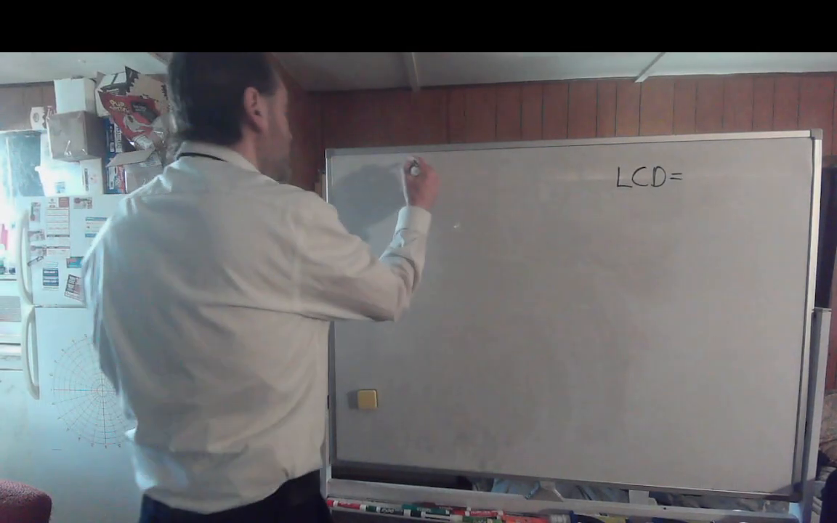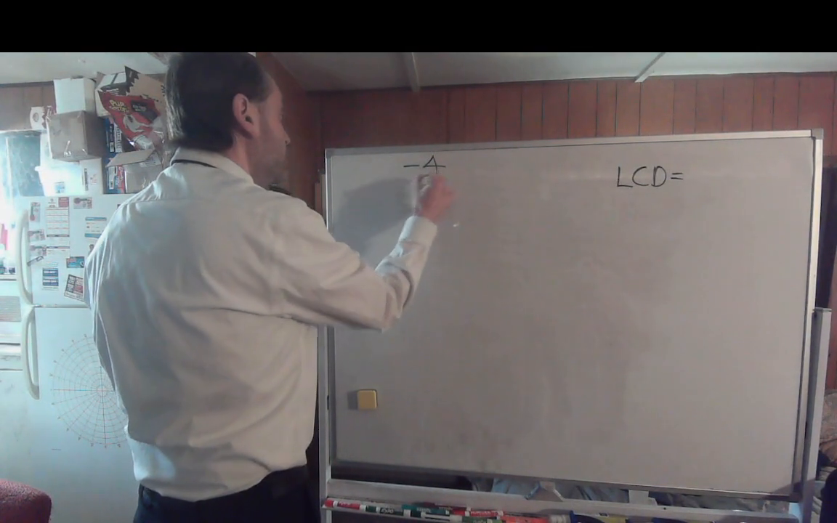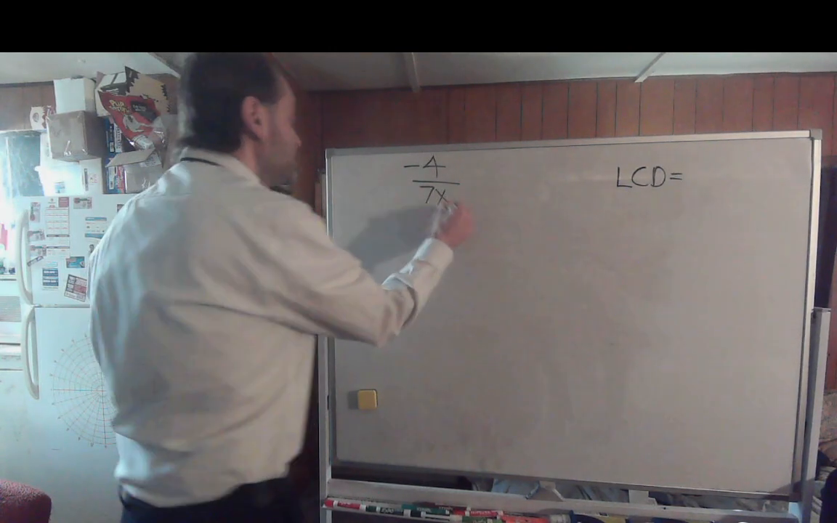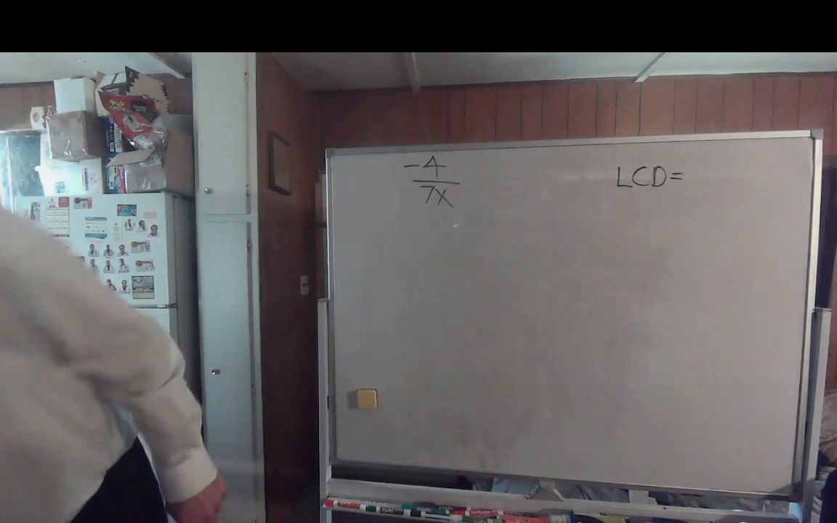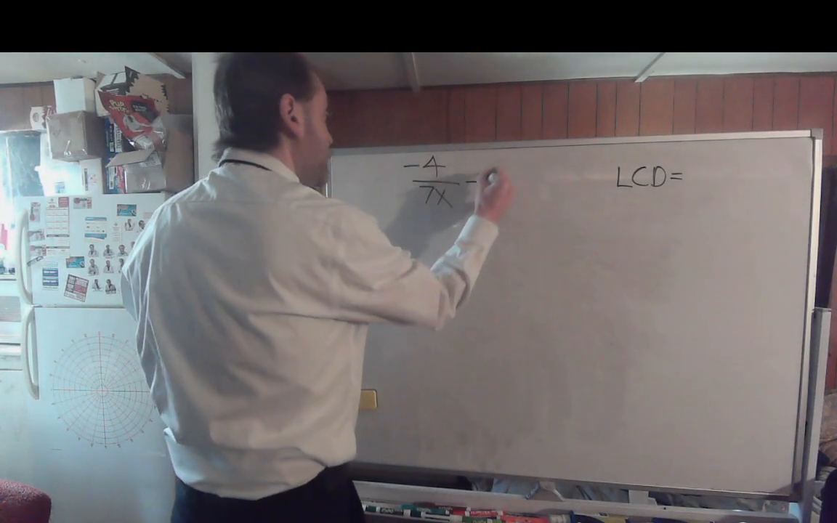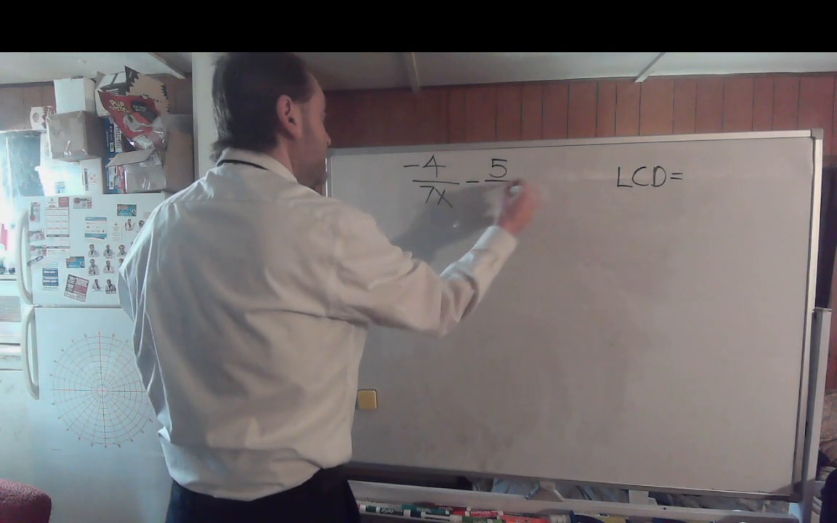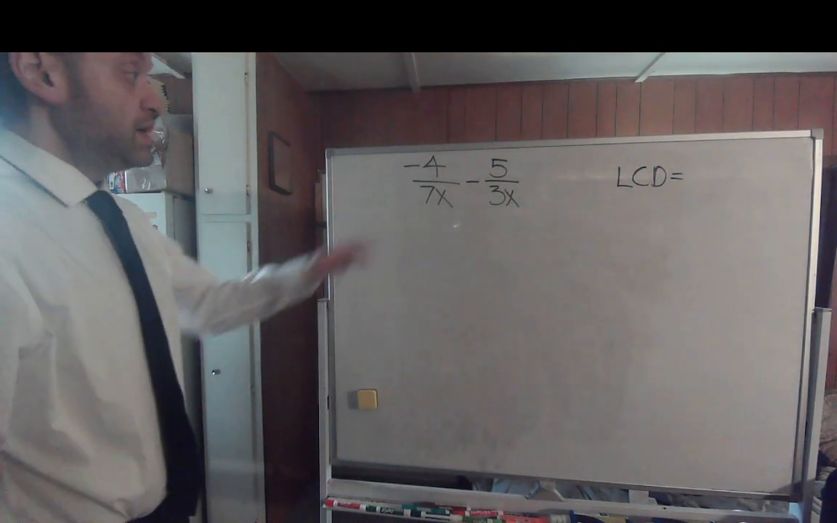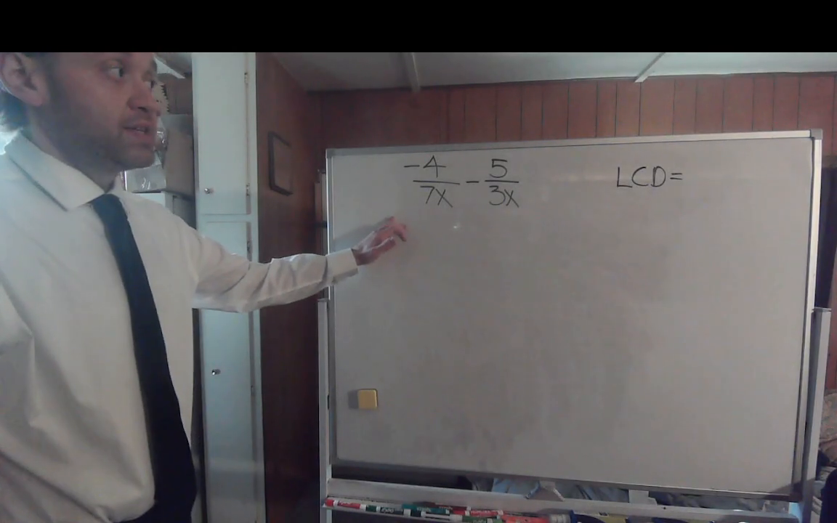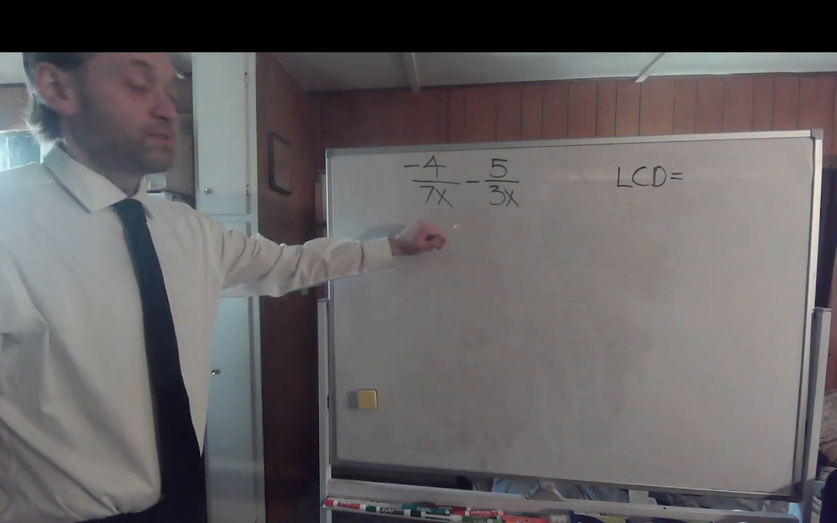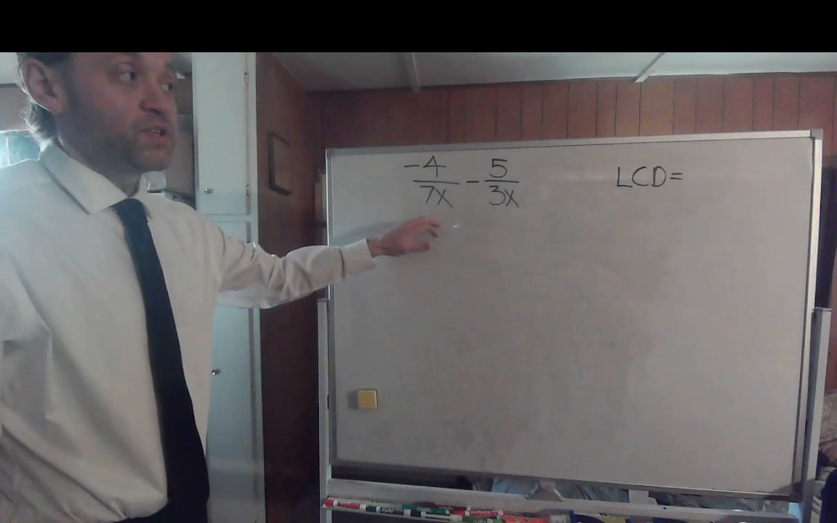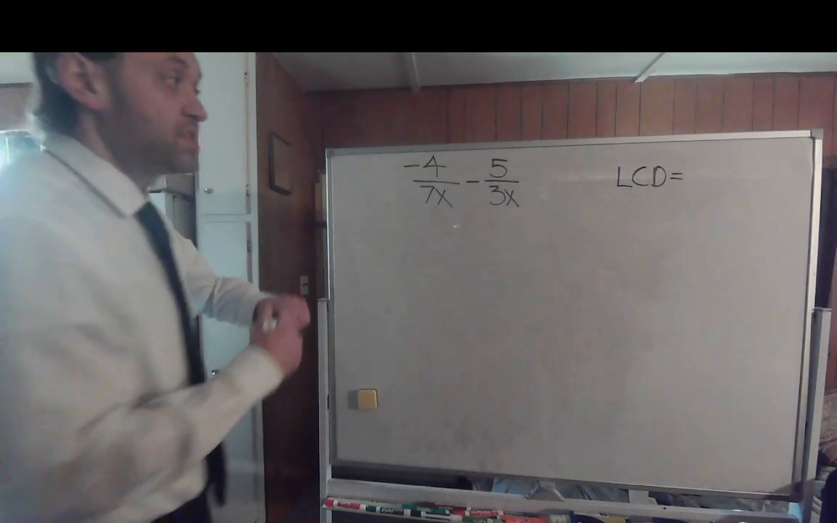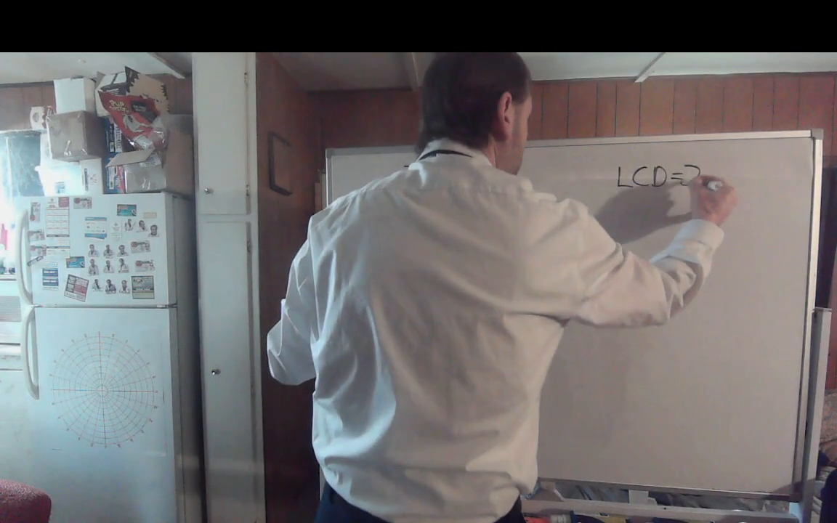Alright, the next one. We have negative 4 over 7x minus 5 over 3x. Alright, well, nothing factors out right away, so let's deal with our constant terms. 3 doesn't go into 7, so your best hope is to multiply them. 7 times 3 is 21.